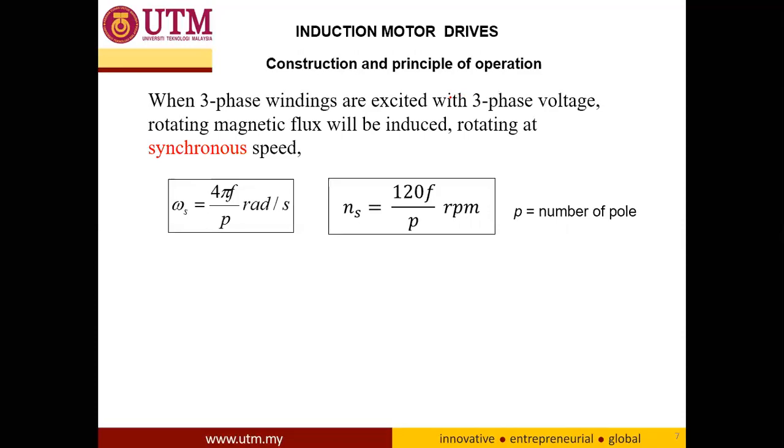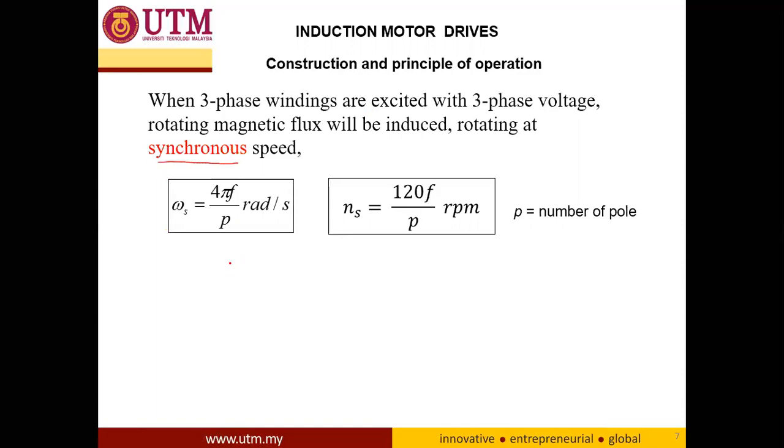And since this is a three-phase AC supply, the current magnitude varies with time, and we will see that the flux induced around the winding is like a running flux. So it is actually a rotating flux inside the stator. The speed of this rotating flux is what we call the synchronous speed.